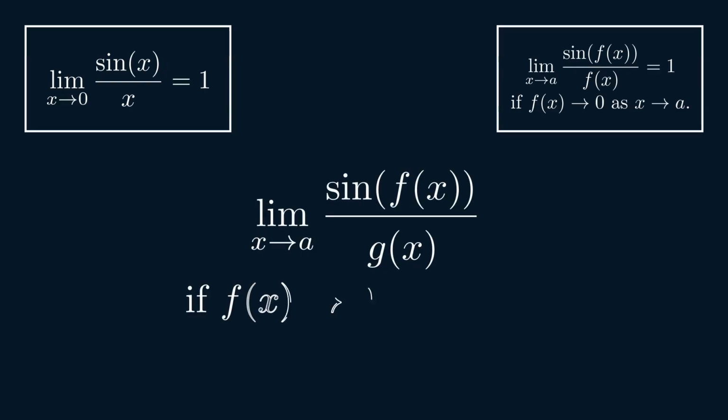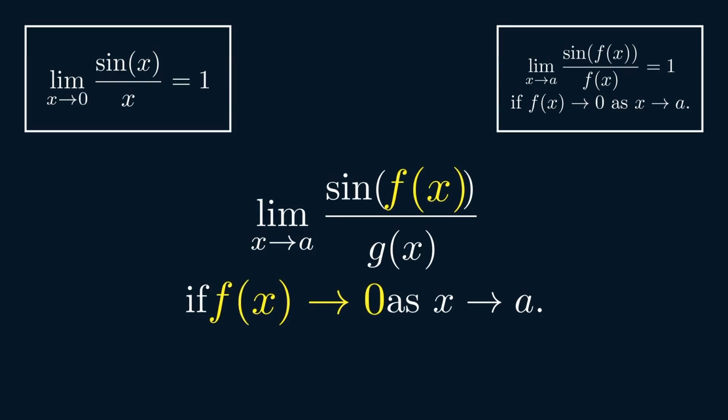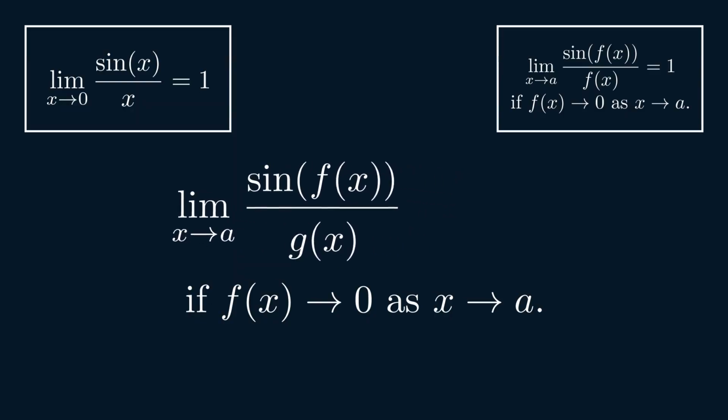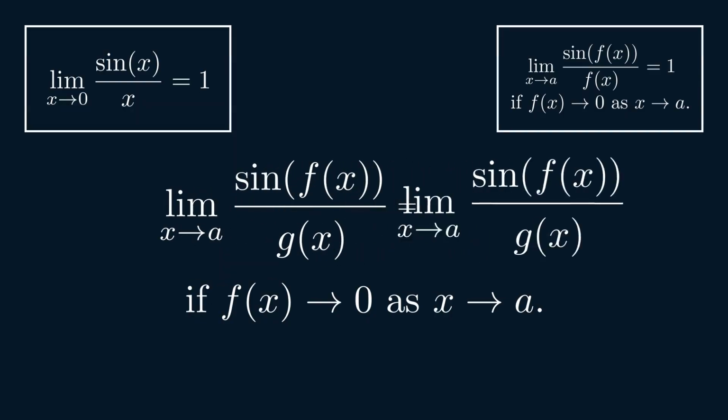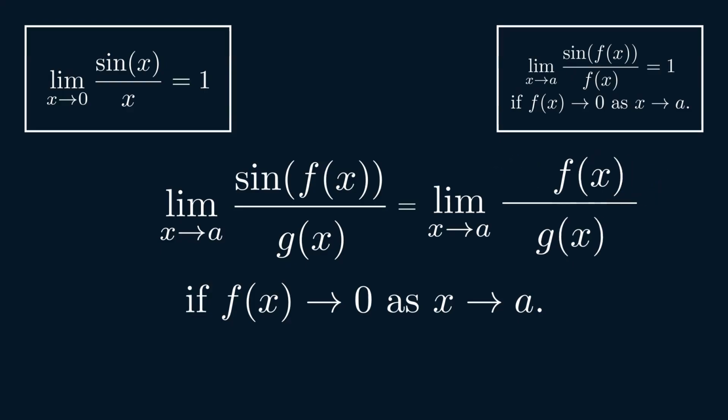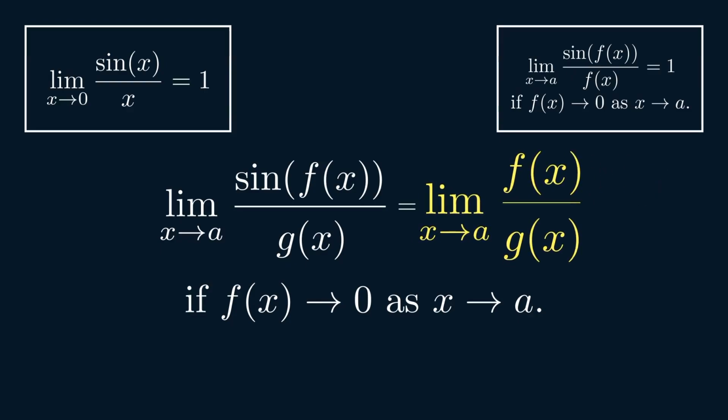Now, we discuss a useful generalization of this limit, where f of x, the input of the sine function, approaches 0, as x approaches a. However, the denominator, g of x, is not necessarily equal to the input of the sine function. To evaluate this limit, or to determine if it exists, we simply remove the sine function, leaving just its input, and work with the resulting simpler limit.